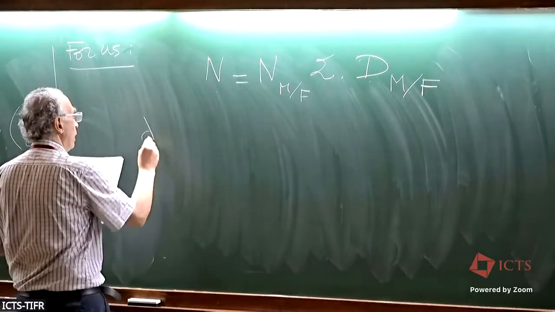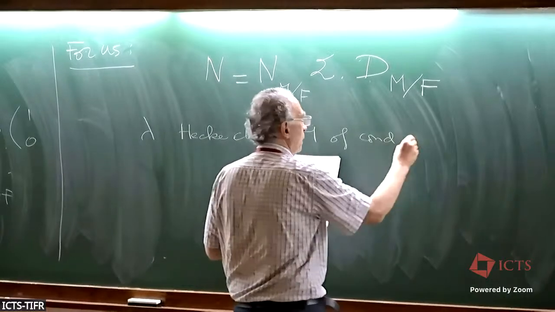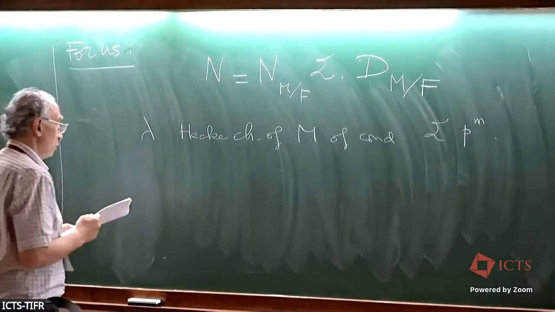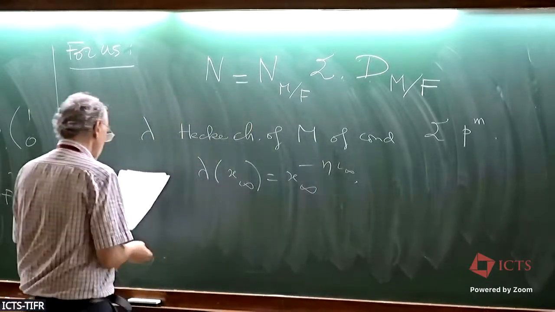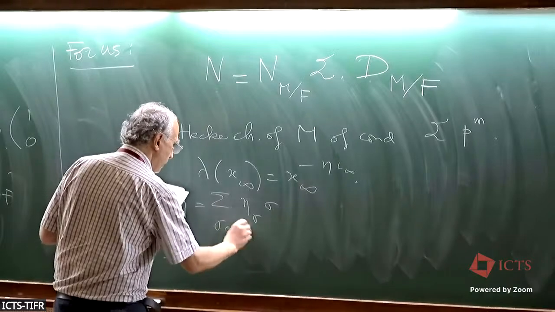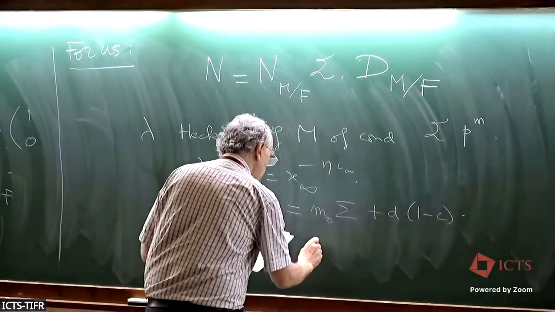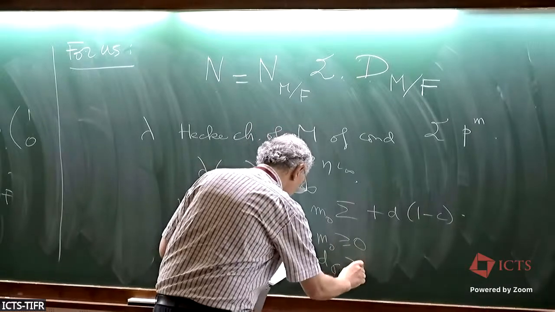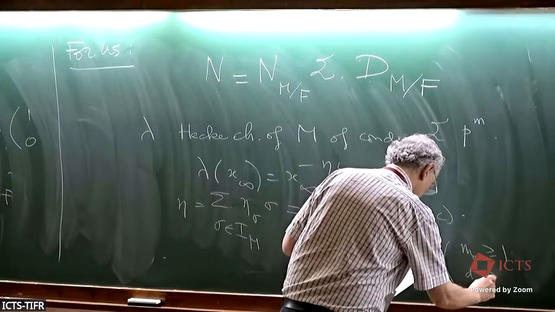And we consider lambda a Hecke character of M, of conductor C p to some power, and the weight, so infinity type is eta, maybe eta iota infinity. So eta can be written as a sum of eta sigma for all sigmas in I_M, but also, as I said, it can be written as m0 sigma plus d sigma times 1 minus c, where m0 is positive in our case. So that's what we assume, and d sigma is positive, or m0 is greater than 1, and d sigma is greater than 1 minus m0.